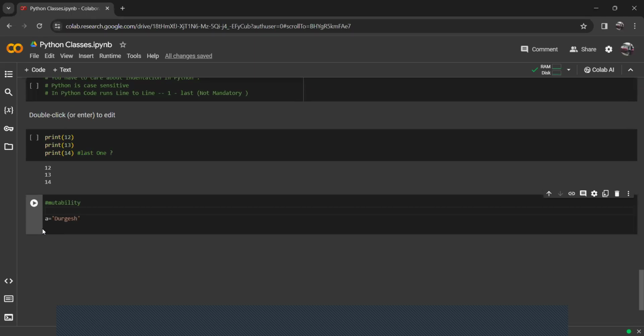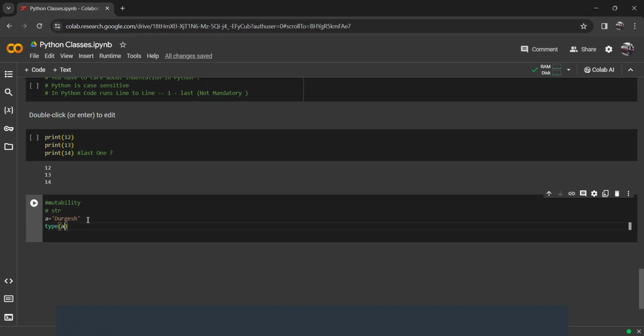Now, a string is a kind of data structure. The thing that you are seeing here is basically a string, which is known as str. So str is basically the data type for string. For example, if I write type A, it will tell me that it is a string data type. So a string is a data type and a string is a data structure also.